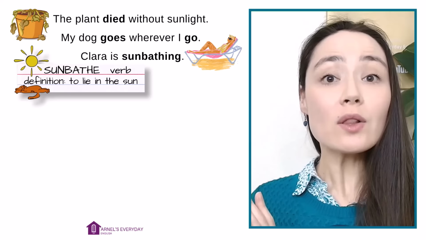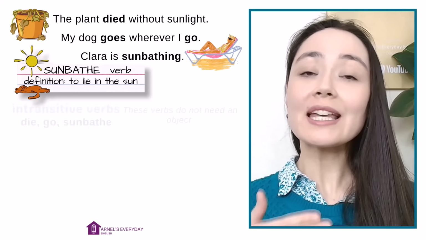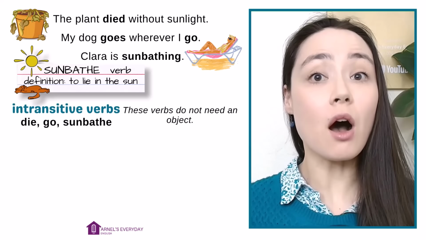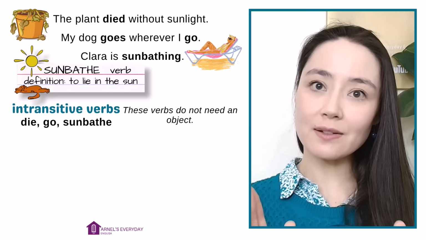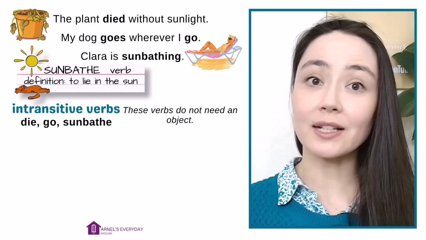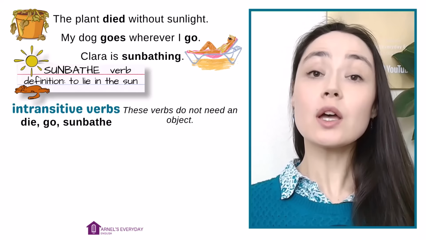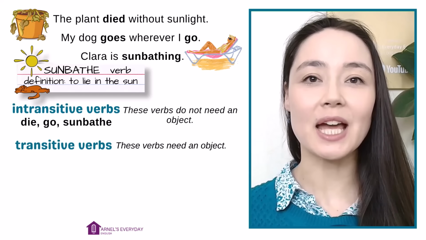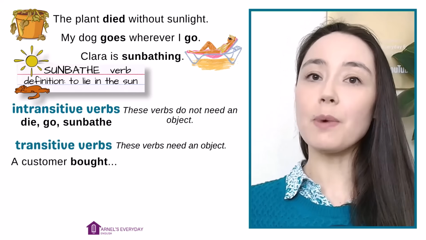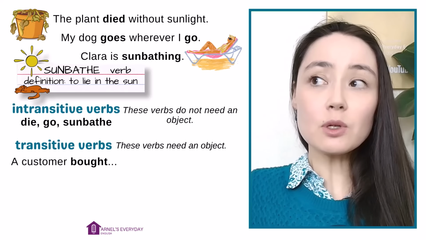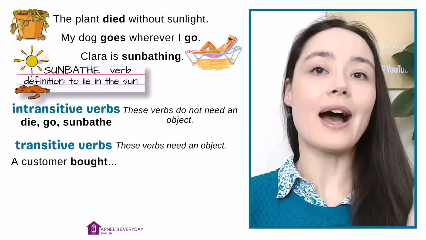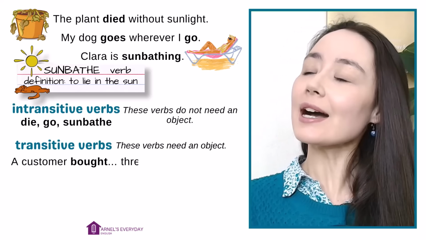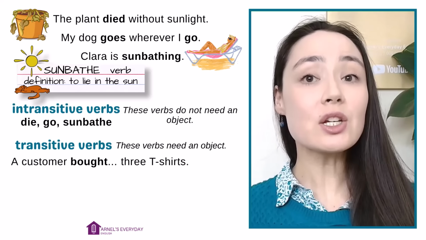Why? Well, these verbs are what we call intransitive verbs. These verbs do not need an object. Intransitive verbs do not need an object. Let me compare this to transitive verbs. Transitive verbs need an object. A customer bought. A customer bought what? Buy is transitive. It needs an object. A customer bought 3 t-shirts.